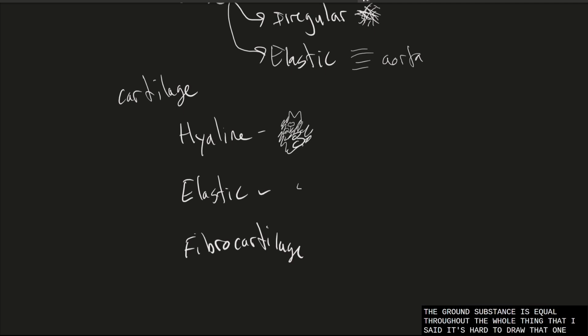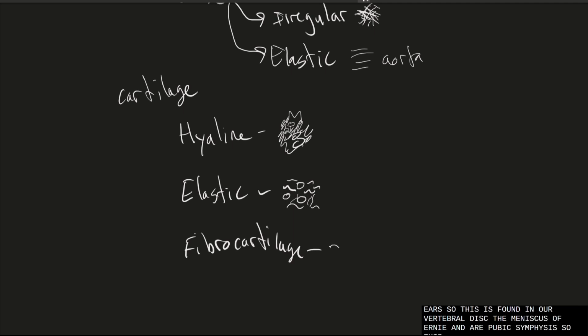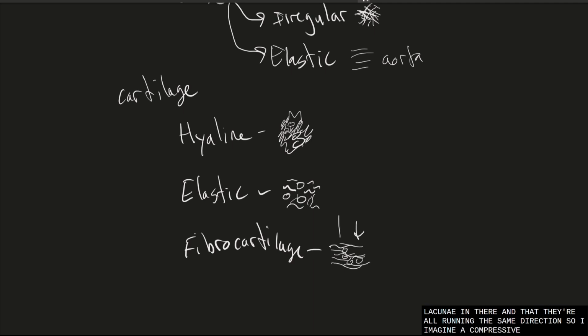The elastic one, you have the pockets of lacunae, but then you can see these dark fibers in it as well. That's the elastic cartilage like we find in our ears. And these fibers in the elastic ones might be going different directions as well. And then the fibrocartilage, this is compressive cartilage. We find this in not our ears. Did I say ears? This is found in our vertebral discs, the meniscus of our knee, and our pubic symphysis. Here you have fibers, you have lacunae in there, and they're all running the same direction. Imagine a compressive shock pushing down here. These collagen fibers are going to resist that compressive shock.